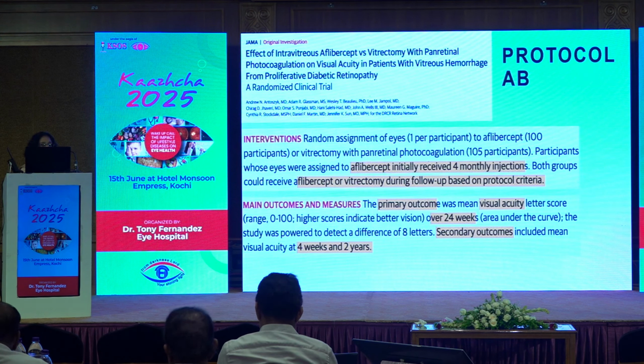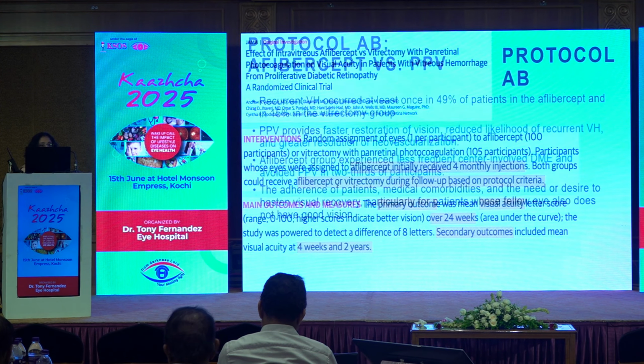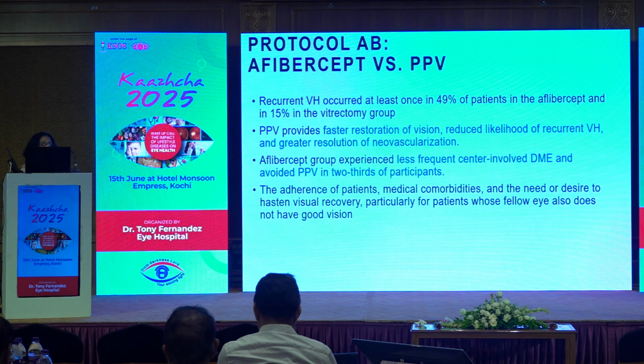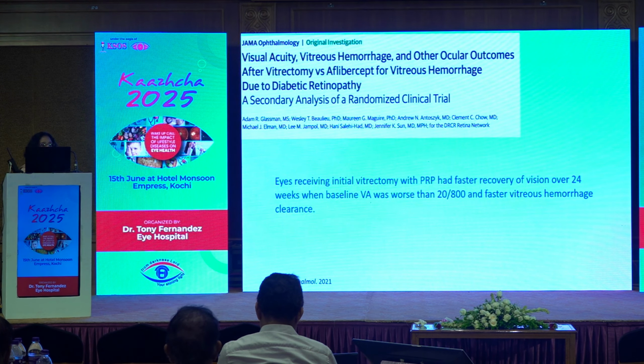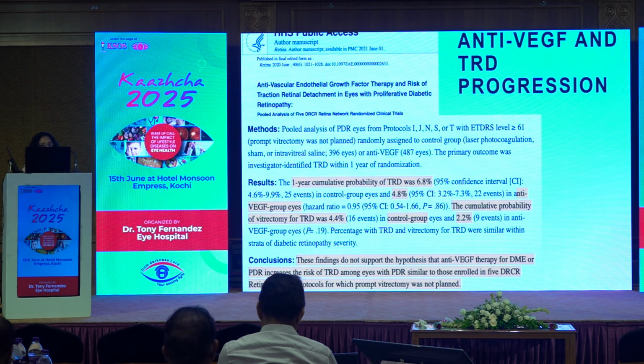So Protocol AB has looked at the role of early vitrectomy versus aflibercept in patients with PDR and vitreous hemorrhage. What they have shown is that PPV actually provides a faster restoration of vision and resolution of the vitreous hemorrhage. But secondary analysis of these subgroups has shown that early vitrectomy, especially in those eyes with worse vision of 20/800 or with severe vitreous hemorrhage, can benefit from an early vitrectomy.